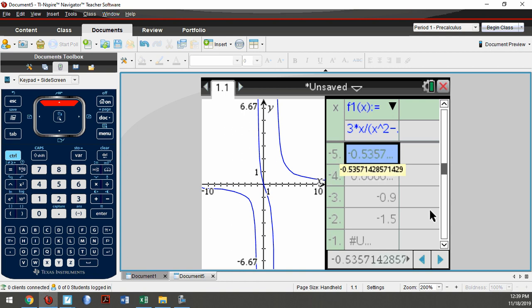So I need to go to the left of -1. So here's -1 right here. -1 goes to undefined. That undefined means that it is indeed an asymptote. So I would want to graph the point -2, -1.5. So write that down. I'm going to write mine down over here on the board.